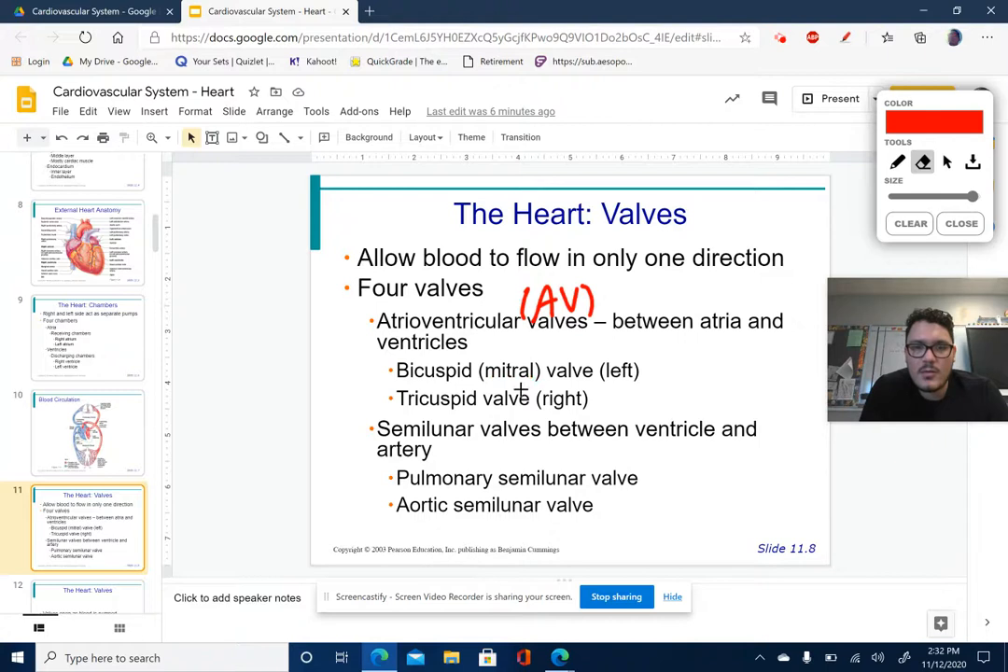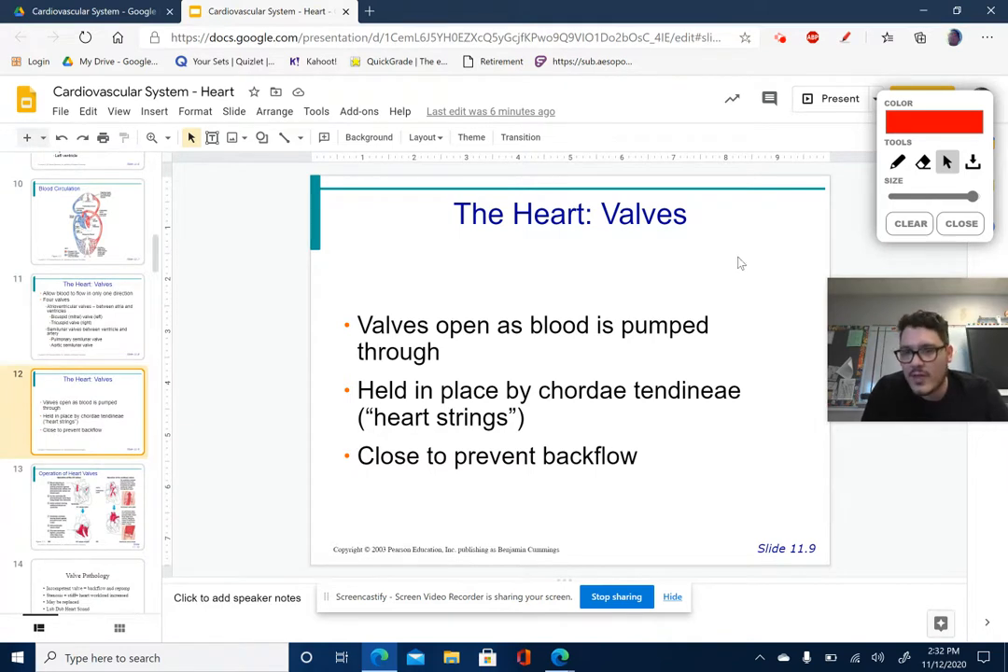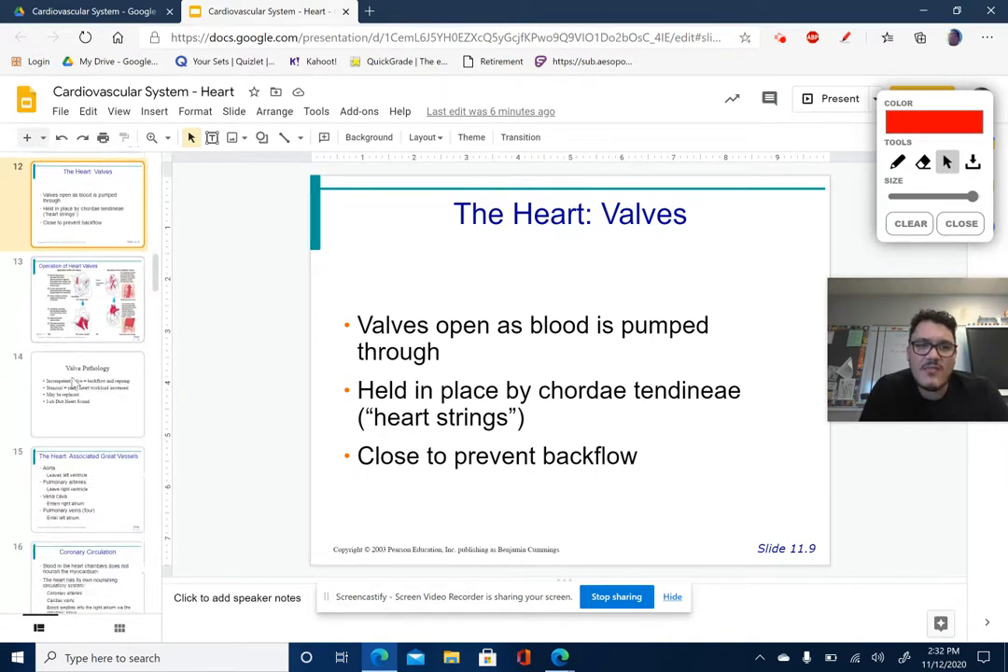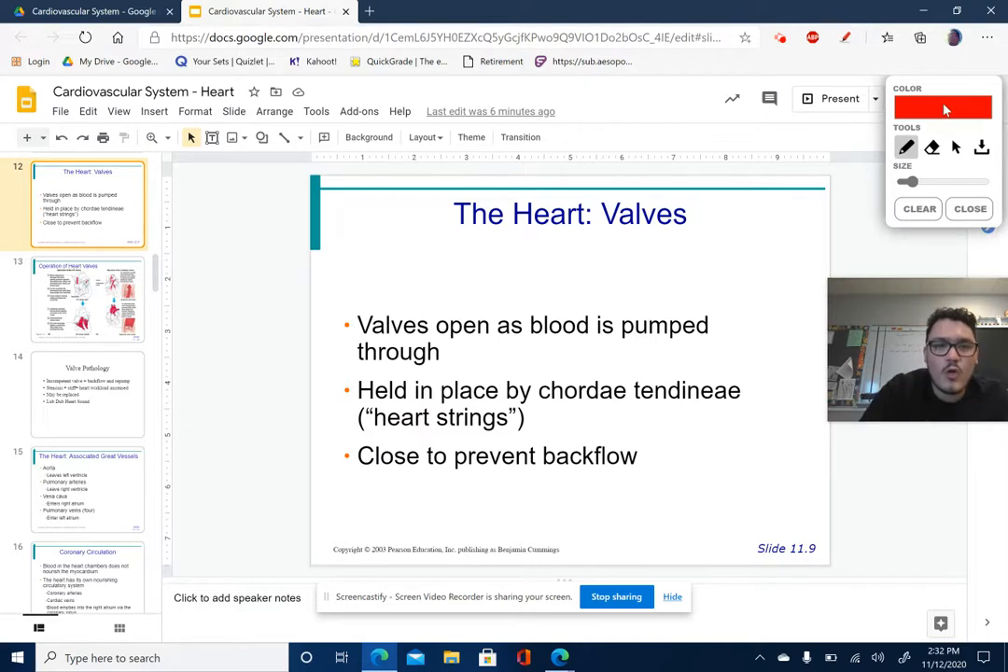Okay, good. Moving on. There's a lot here. This is more information on the valves. The valves are going to open up as blood is pumped through them. You should know that there's a special structure in the valves that help to keep the valves in place called the chordae tendineae, or the heartstrings. Make sure we are aware of that. Literally, you may have heard of the phrase, "you're pulling on my heartstrings." You do have heartstrings, but they're there to hold the valves in place.